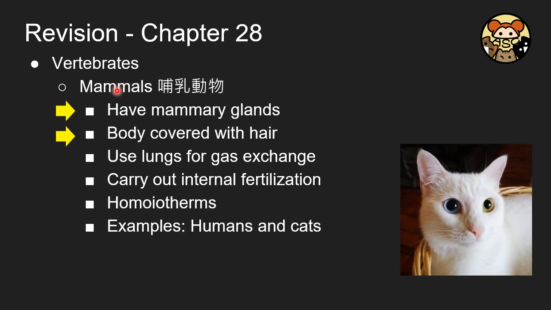And here come the mammals. So why are we called mammals, like the cats? Because we have mammary glands, and also our body is covered with hair, which is shown here. And we use lungs, and also we carry out internal fertilization, and we are also warm-blooded. And the best examples would be humans and cats. And remember, not all mammals cannot fly, because there is a famous example called the bats. 蝙蝠, they can fly.